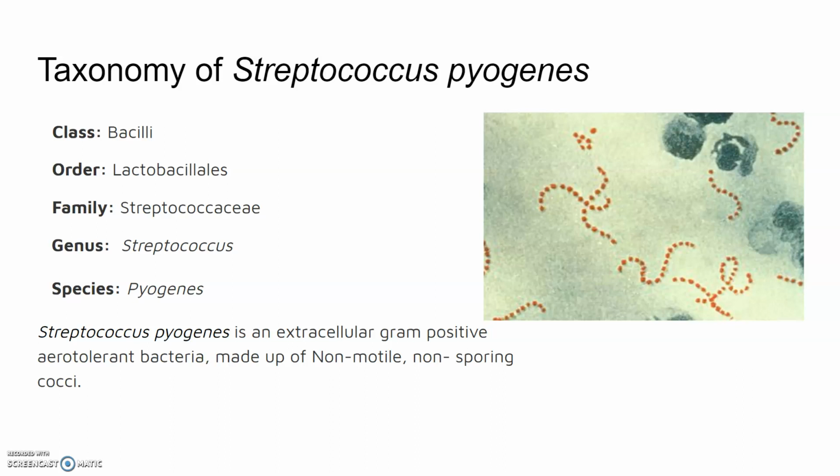And so what is the taxonomy of Streptococcus pyogenes? It belongs to the class Bacilli, the order Lactobacillales, family Streptococcaceae, genus Streptococcus, and species pyogenes.